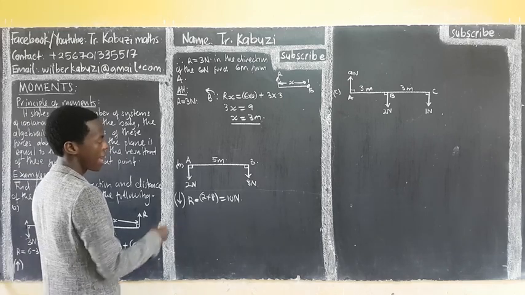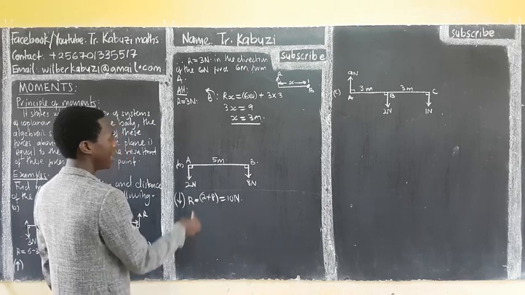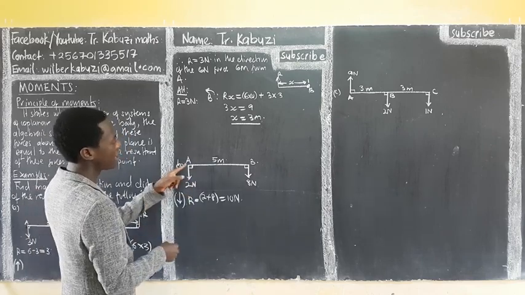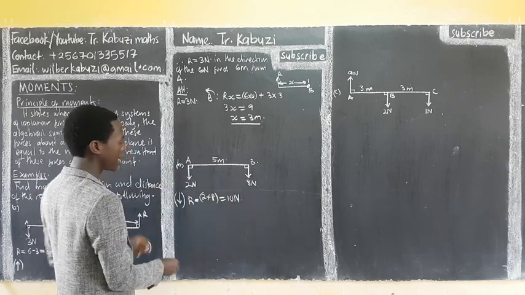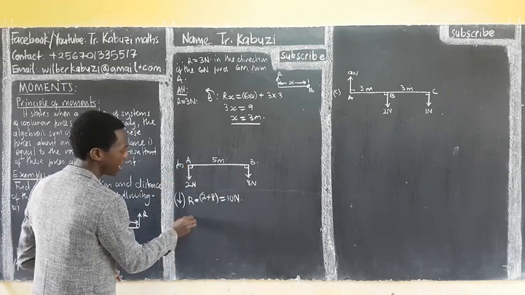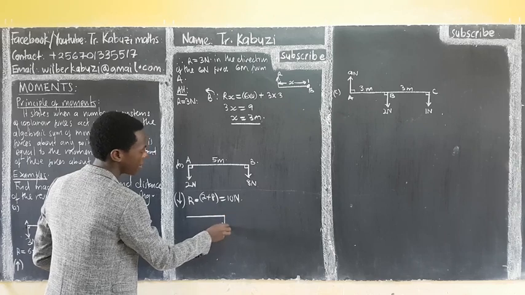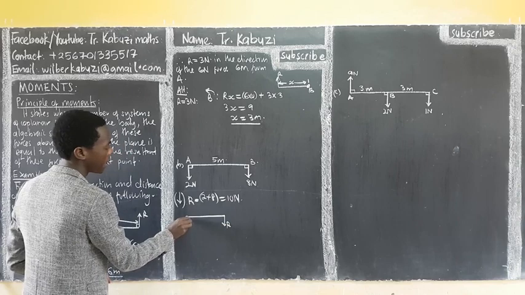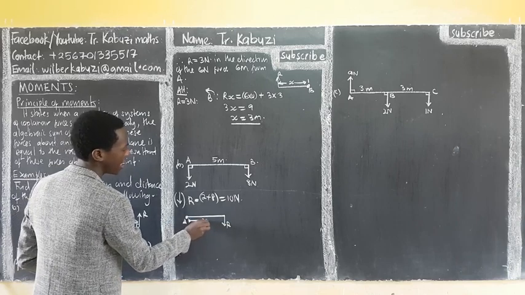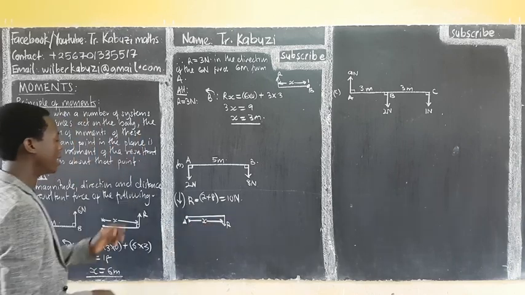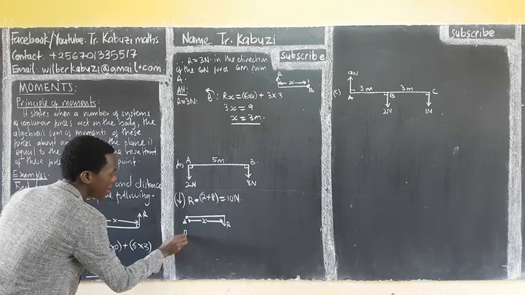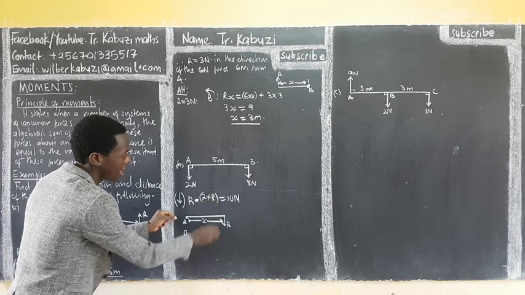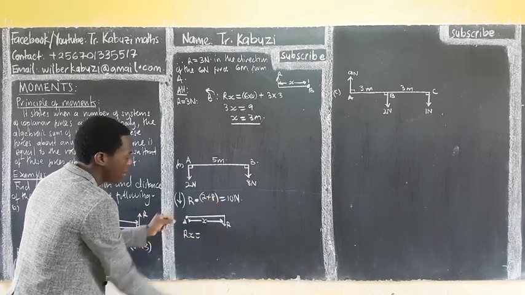Now R is going to be acting in that direction. Either you take moments at A or at B, but let me take at A. If I take at A, then my resultant is going to be in that order. If this is A, then from here let me call it X up there. So my Rx, I'm taking A, but it's going to be clockwise.